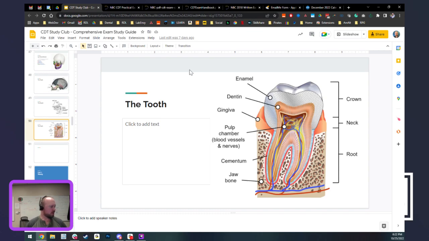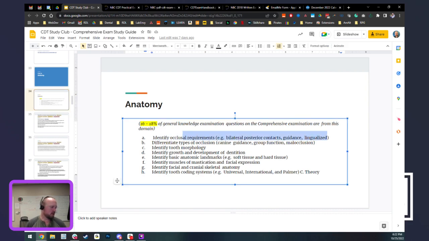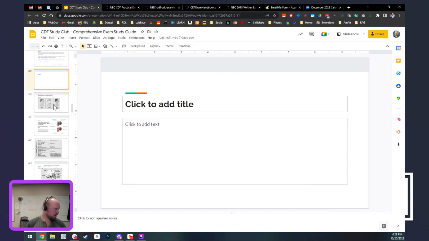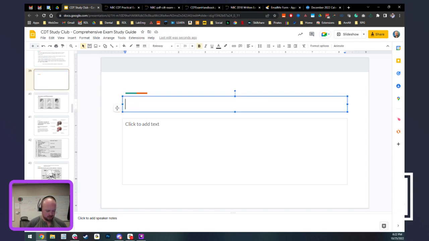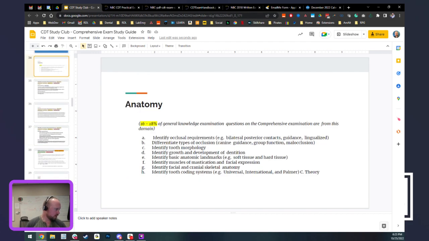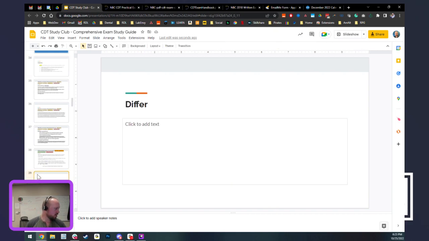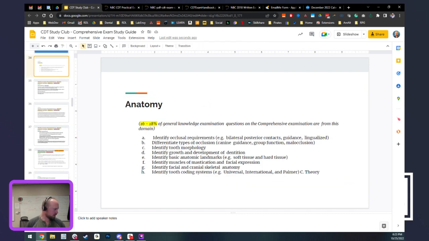Jeez. All right. So we were looking at, our prompt for this section is anatomy. 16 to 18% of general knowledge examination questions. Identify occlusal requirements. So we did differentiate types of occlusion, and so we got right here. I think those F's are wrong. That's wrong. All right, so identify occlusal requirements.